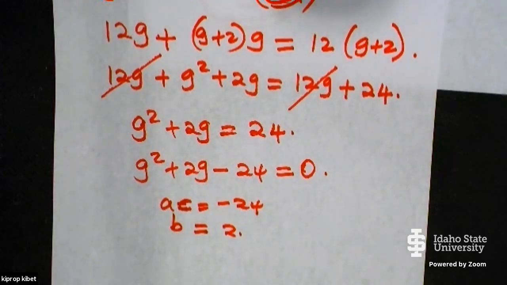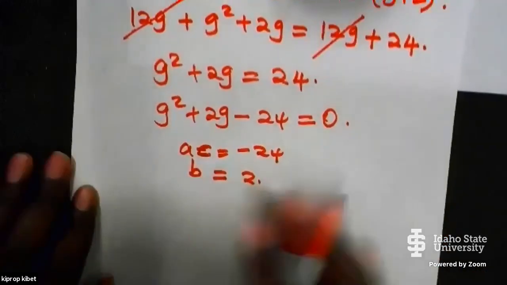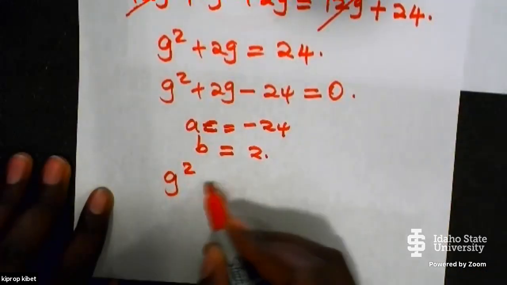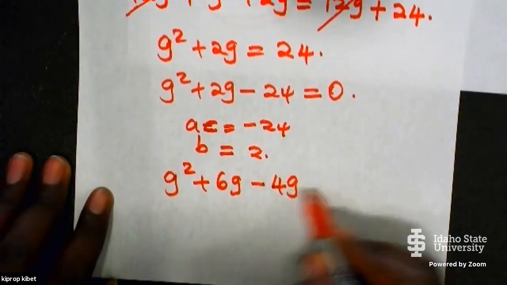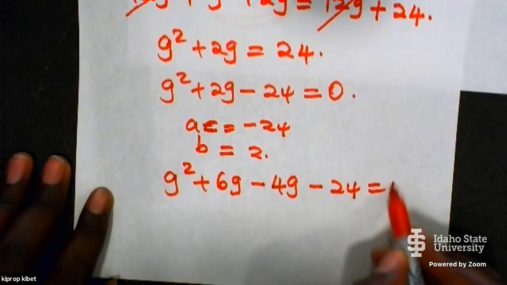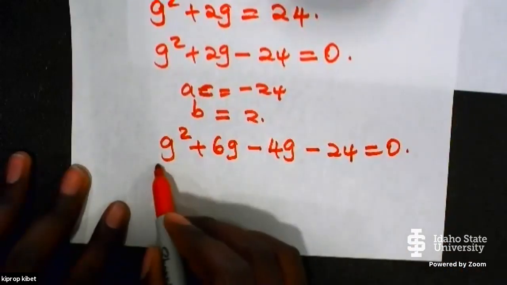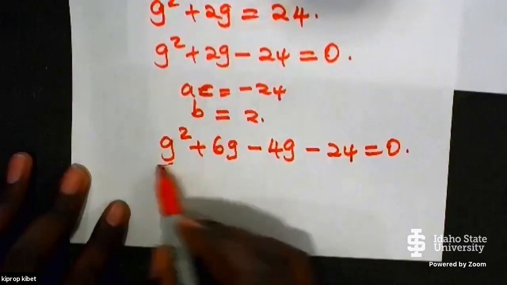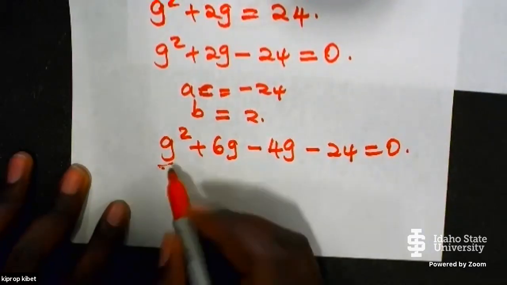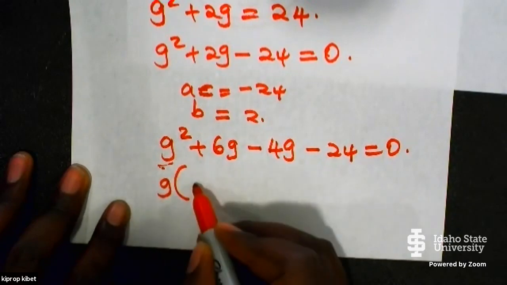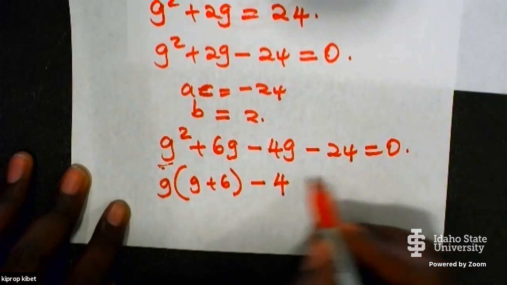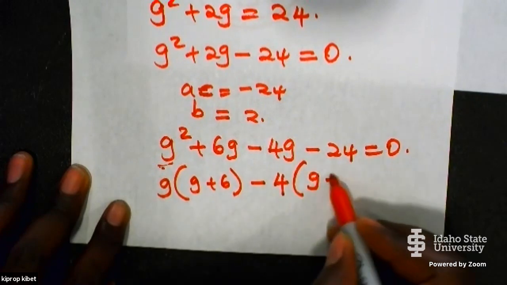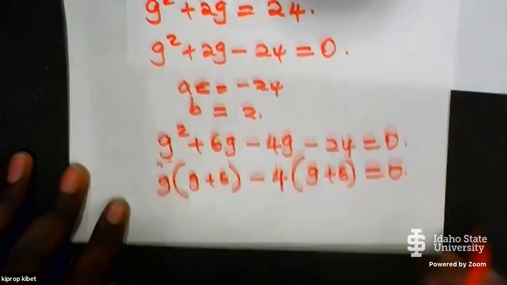6 and -4, right? So we have G squared plus 6G minus 4G minus 24 equals 0. We factor out the common factor in the first pair, which is G: G times (G plus 6). Then we factor out 4 from the second pair: minus 4 times (G plus 6) equals 0.